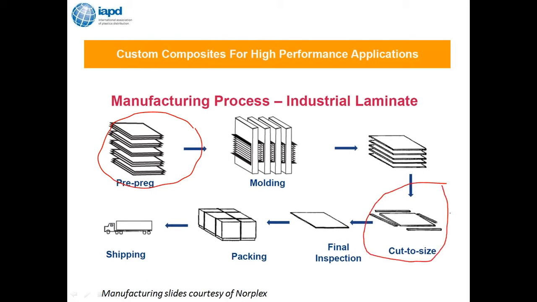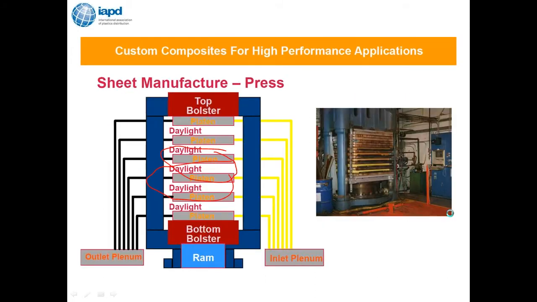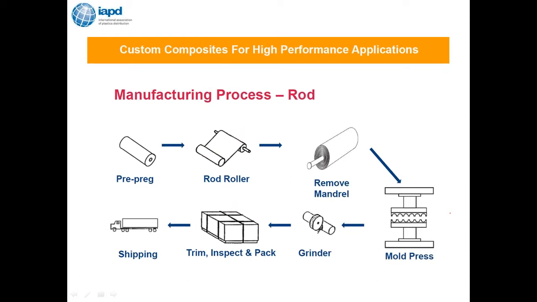You've got your standard size sheet, which can usually be 3 foot by 4 foot, 4 foot by 8 foot, or other standard sizes. Obviously it goes through final inspection, packaged up, and shipped out. And that's, in a nutshell, how the laminates are put together. That's for sheet. You can also make laminated rod.